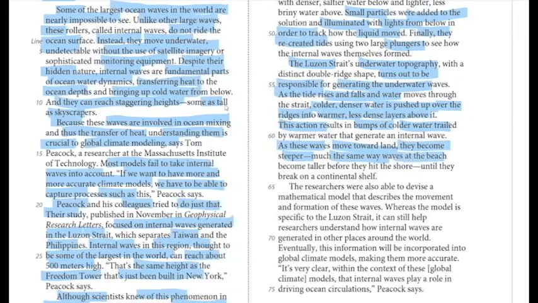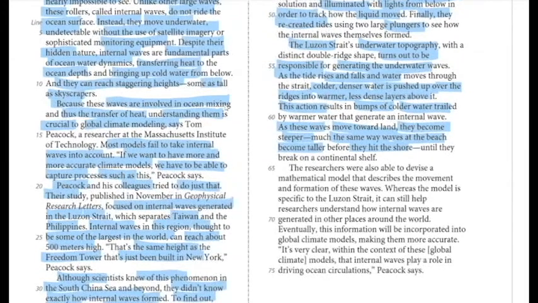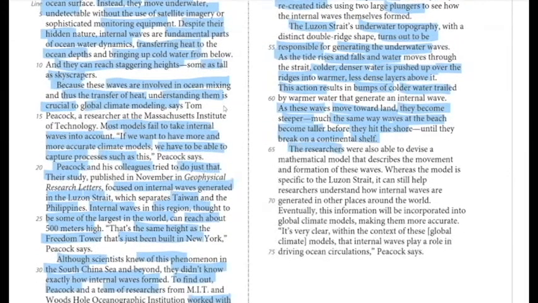"Finally, they recreated tides using plungers. The Luzon Strait's underwater topography turns out to be responsible for generating the underwater waves."